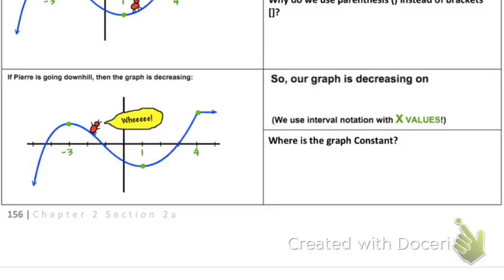Wait, will you say those one more time? Yeah. Left to right, x values, parentheses.